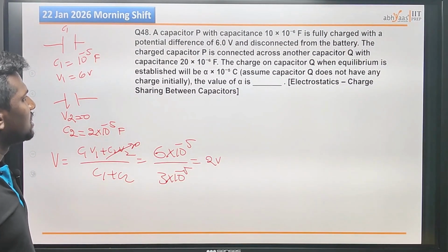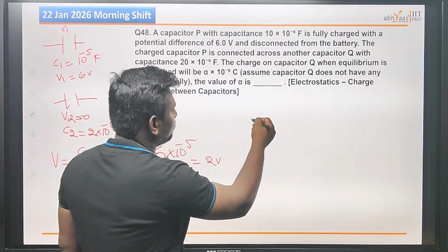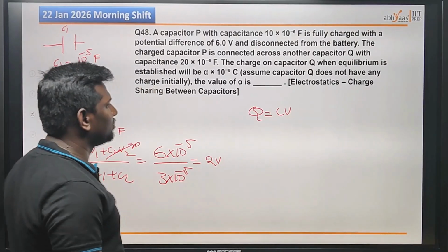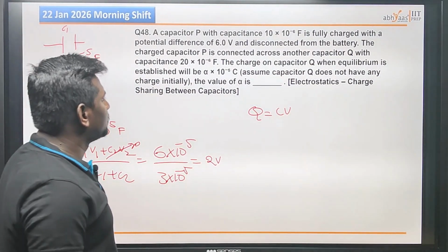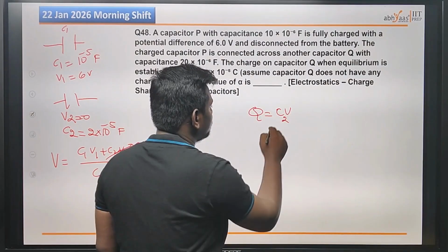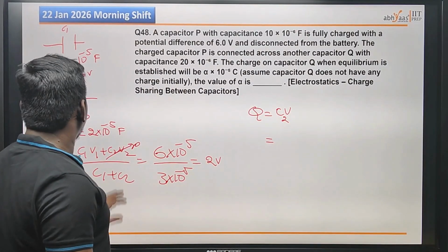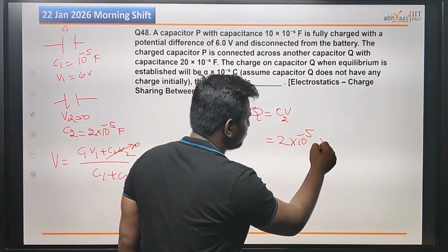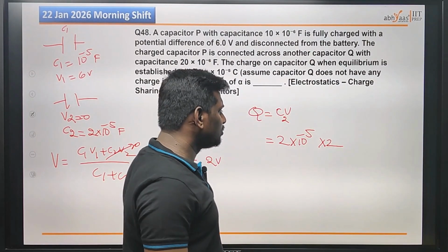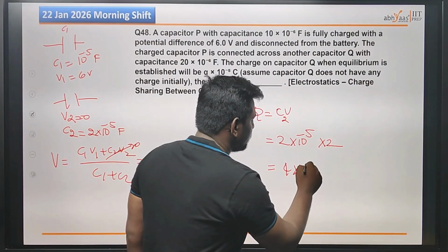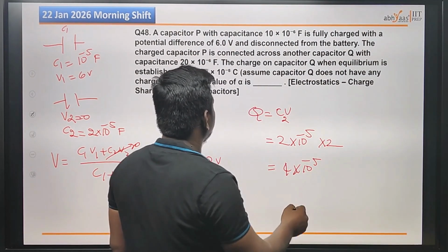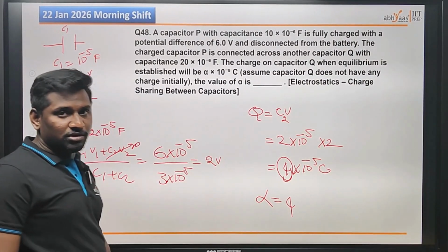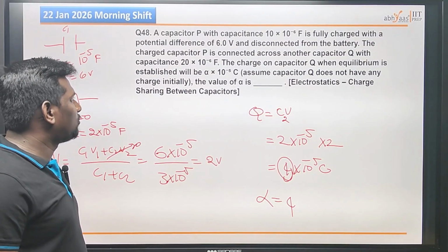What do you have to find? You have to find the charge. So what is the charge? Charge is nothing but Q equal to C into V. This is our capacitor 2, so we have 2 into 10 to the power minus 5. What is the voltage? V equal to 2. So 4 into 10 to the power minus 5 coulomb. So alpha is nothing but 4. What is the value of alpha? Alpha is nothing but 4.